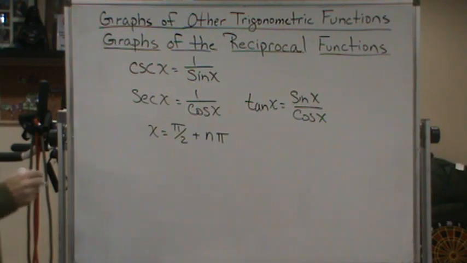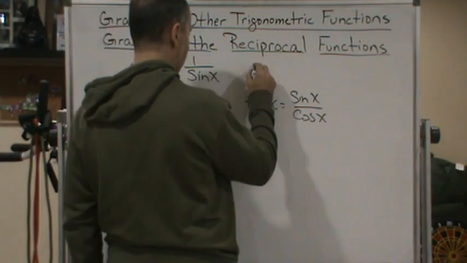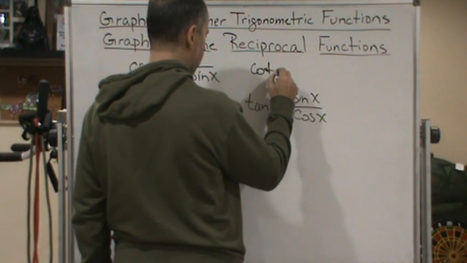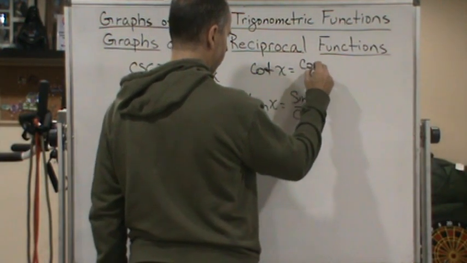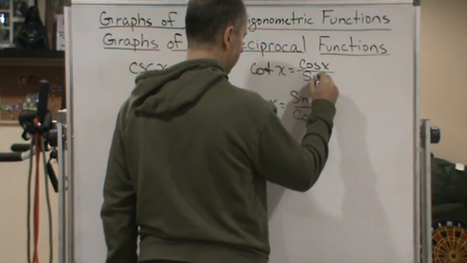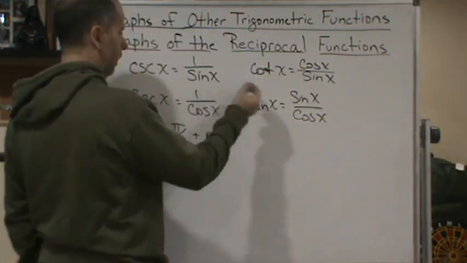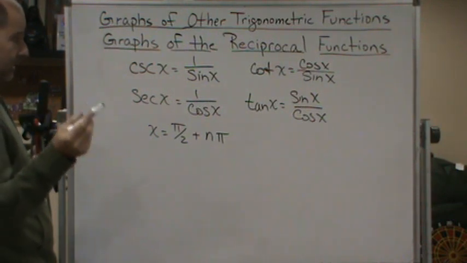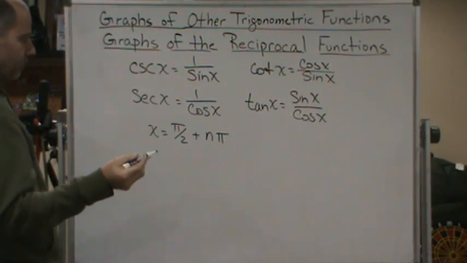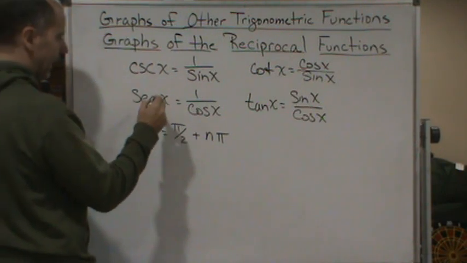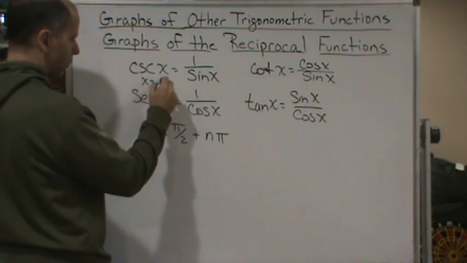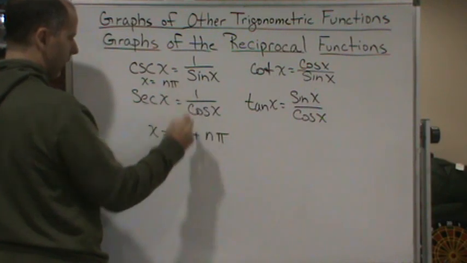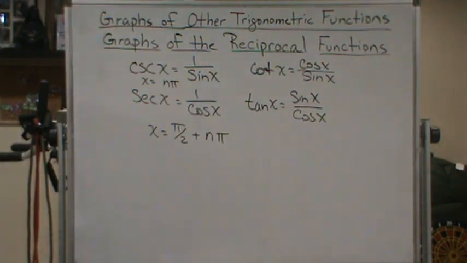And then, as we saw with cotangent, cosecant and cotangent are going to have asymptotes at the same locations. Which is going to be what? When x is equal to n times pi, where n is an integer.